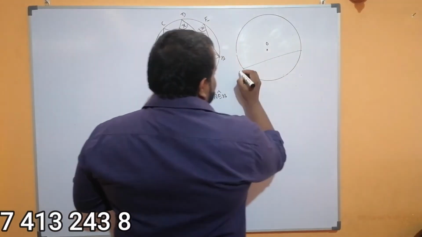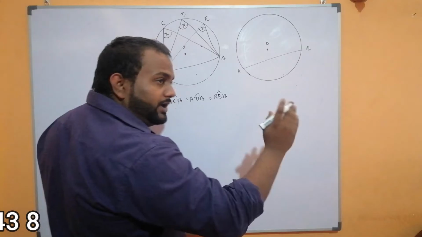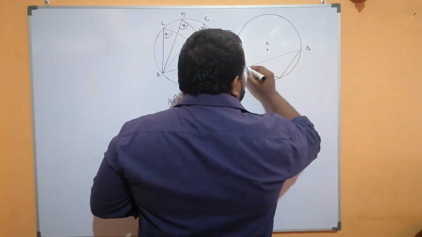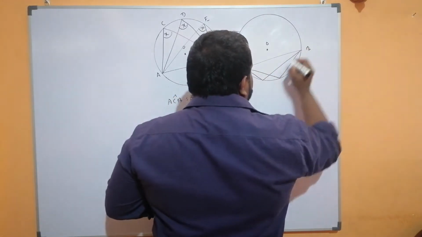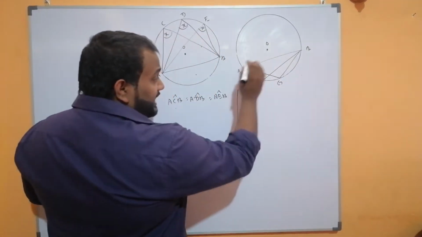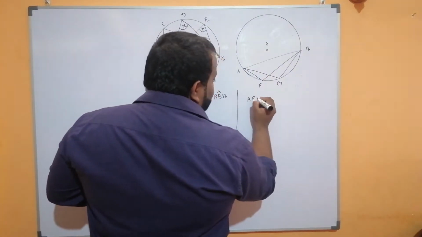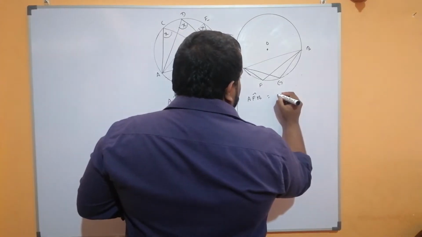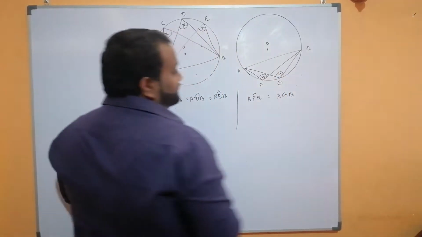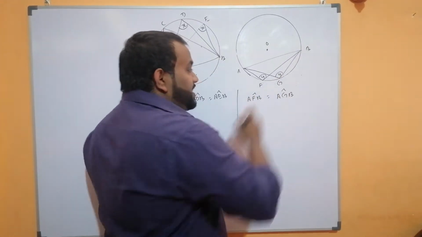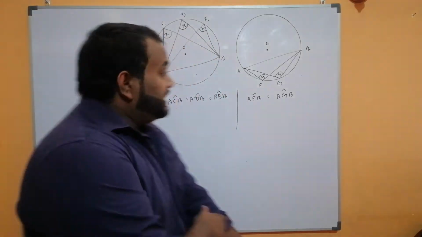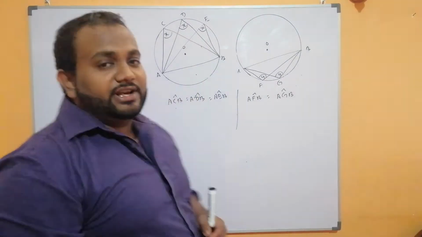Now let's draw the same chord. Now I'm drawing the angles. Now let's mark them. I can now say that angle AFB is equal to angle AGB. Let's mark them as Y. Now, these two angles are equal in value, and these three angles are equal in value.